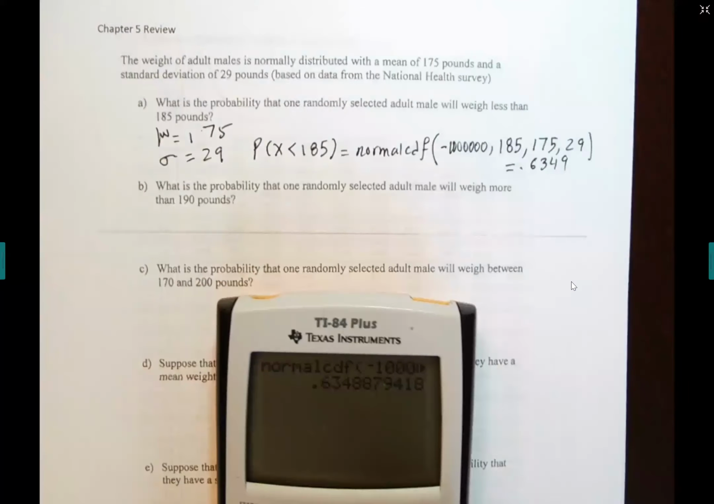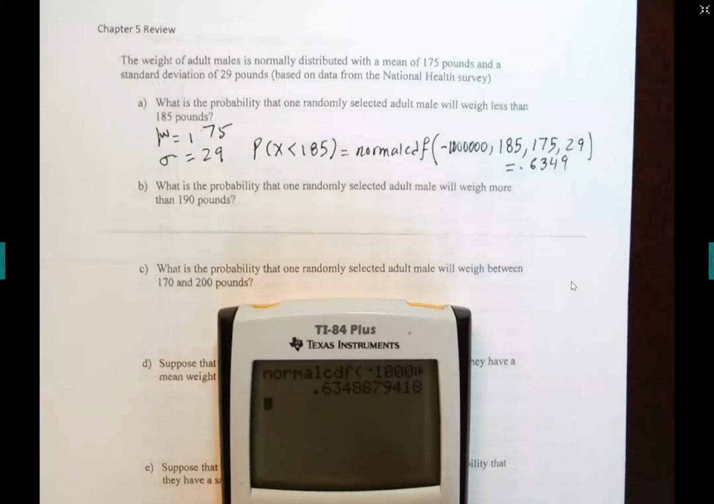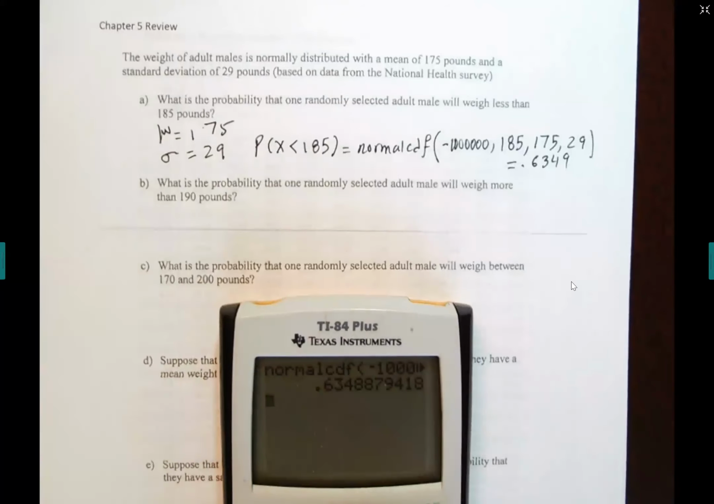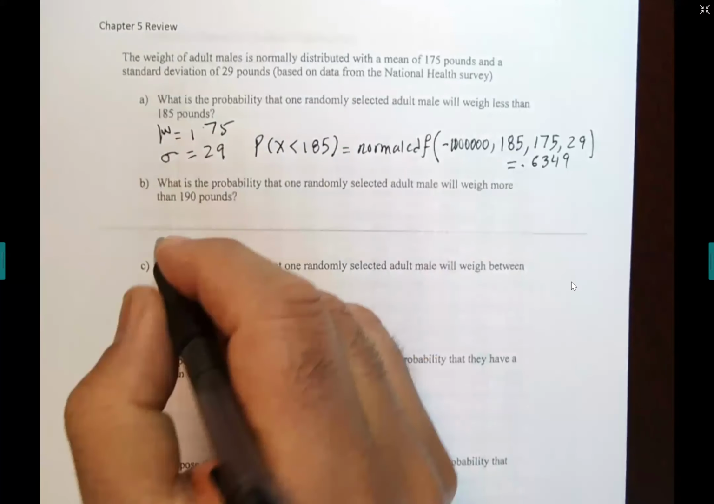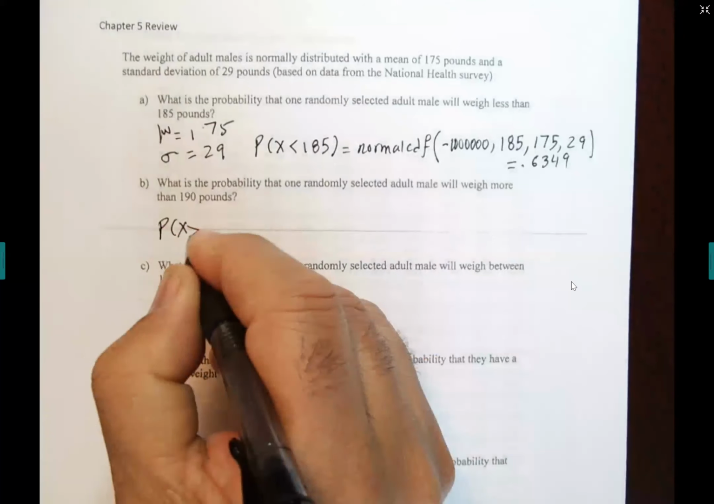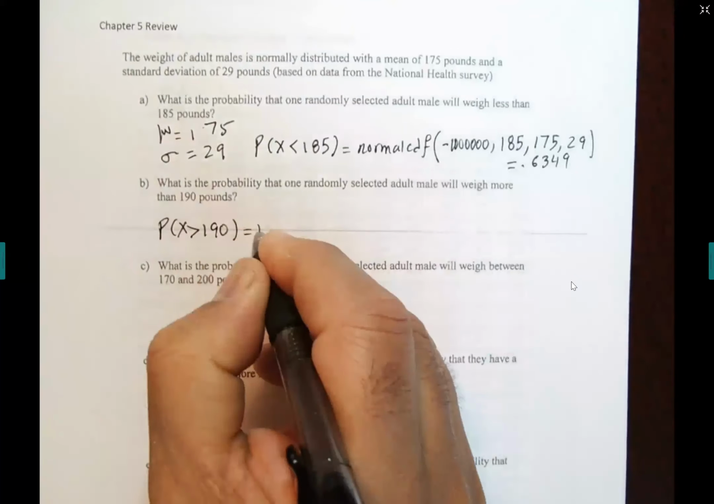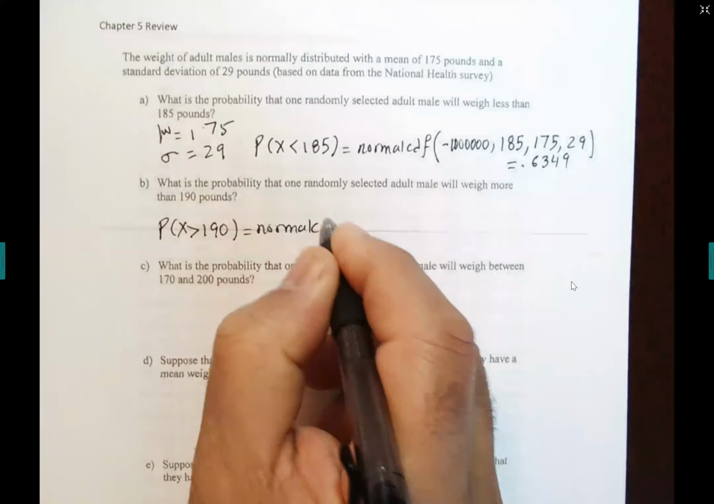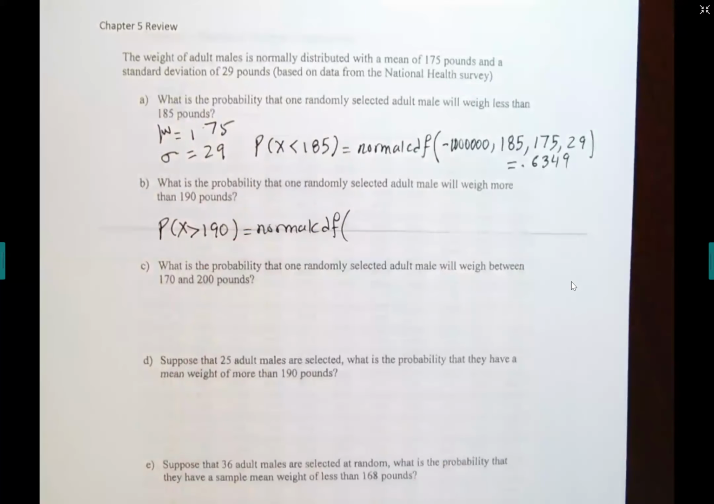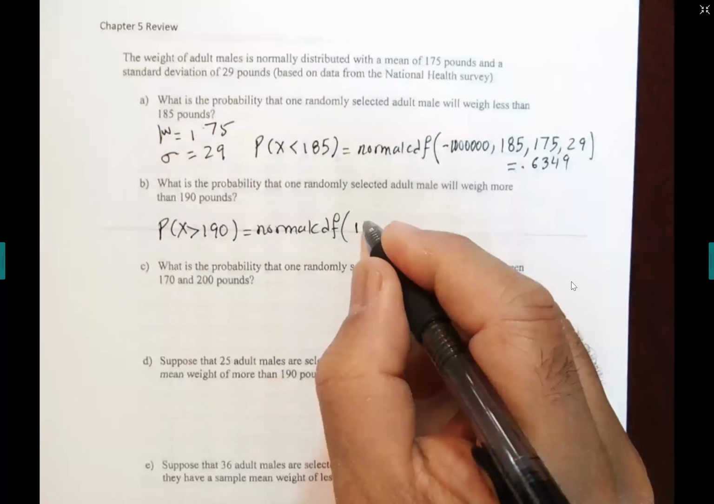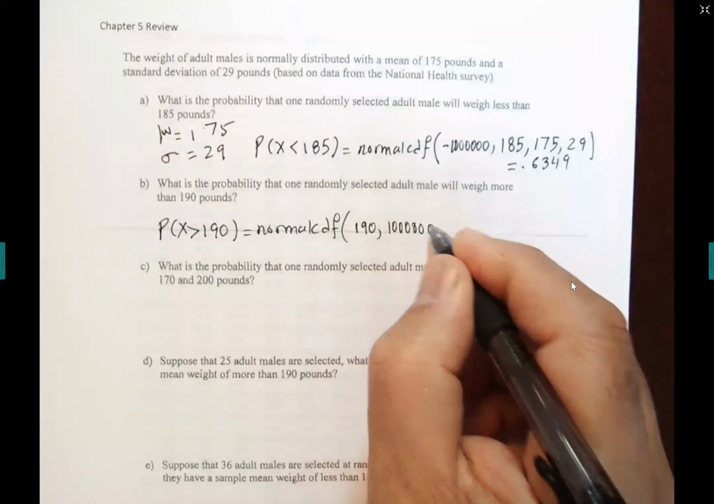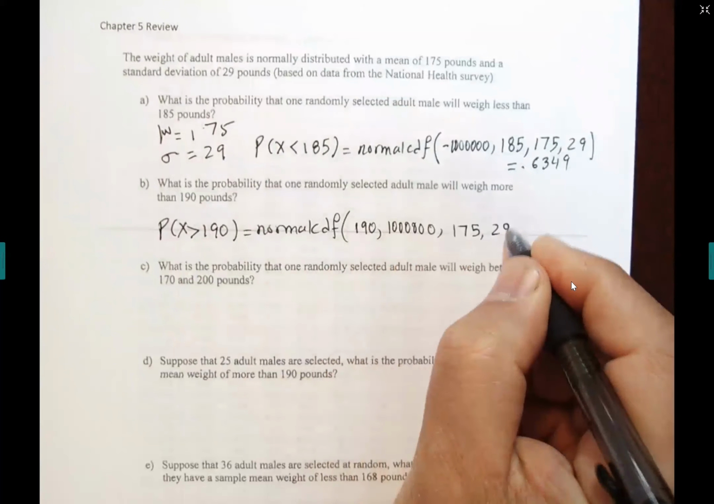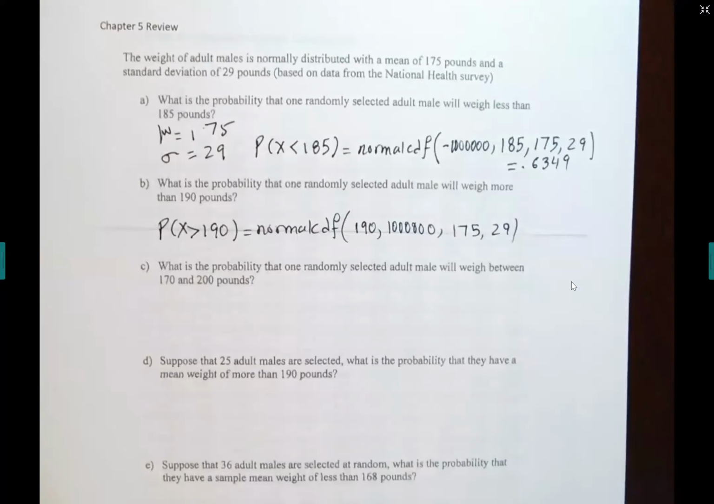Next question. What is the probability that one randomly selected adult male will weigh more than 190 pounds? Okay, more, guys, it's like that. Normal CDF again. More than 190 means 190 and up. Up is infinity and 190 is the beginning. So 190 is your lower bound, 1 million, 175, and then 29. Let's see what this answer is.